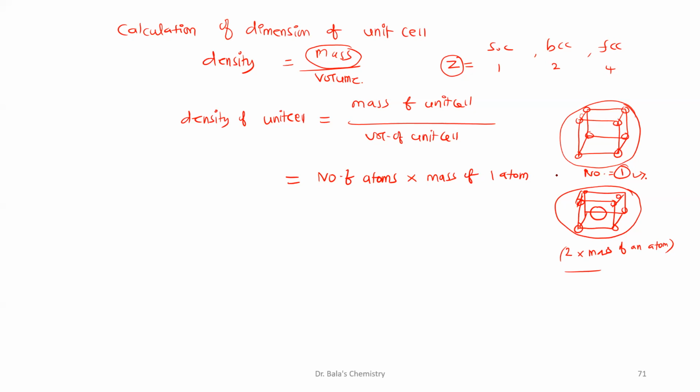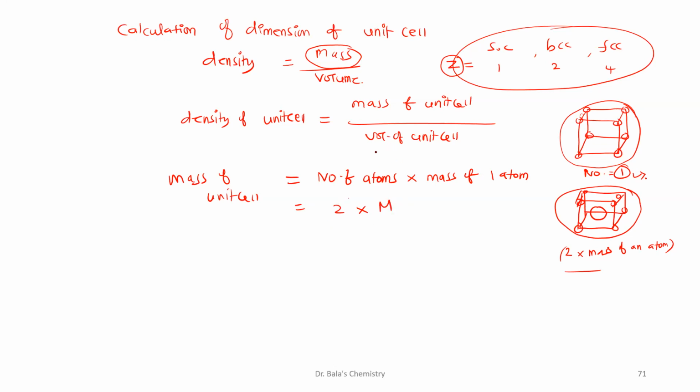Here we are going to calculate only the things present in the corner, which form the lattice site. If I ignore the anions in NaCl, it entirely depends on the anions. The number of atoms into the mass of 1 atom will give the mass of the unit cell. We can take the number of atoms as Z, and the mass of the atom is the molar mass.